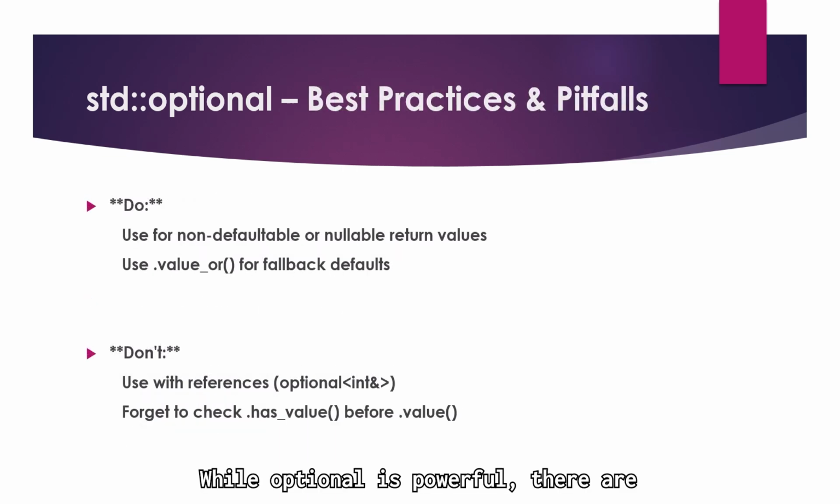While optional is powerful, there are best practices and pitfalls to keep in mind. Always check before accessing the value. You can do this by using .has_value or by using the .value_or method that gives us a default value if it's empty. Avoid using optional with references. This is a tricky scenario that can lead to undefined behavior. Don't forget, accessing .value on an empty optional can cause runtime errors, so be sure to use it with caution.